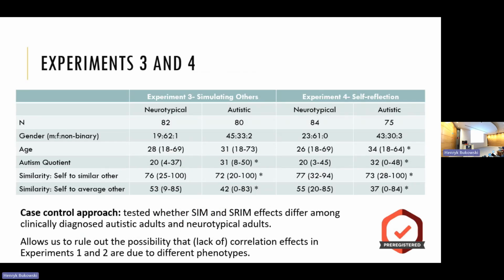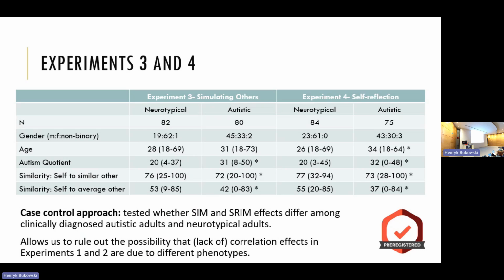Okay, so in the third and fourth experiments, we wanted to do a case-controlled approach. So what we had was participants who were either neurotypical or who had a diagnosis of autism, and we compared at a group level how they differed in terms of their simulation-induced malleability in experiment 3 and also in their self-reflection effects. So you'll see that there were significant differences across groups in both samples. There were 2 completely independent samples, sorry, I should say that, in the last 2 experiments.